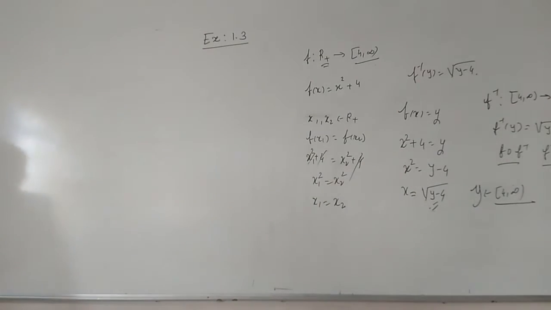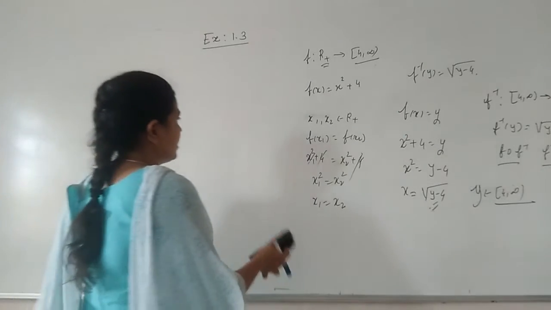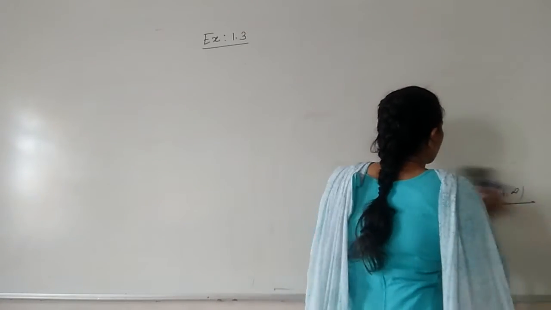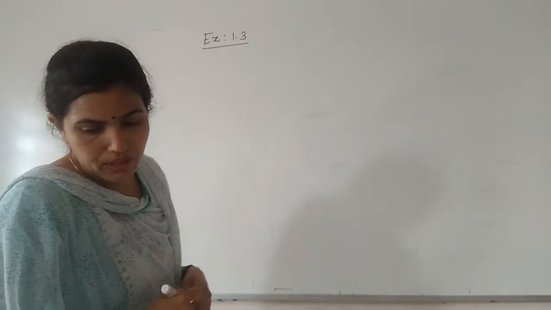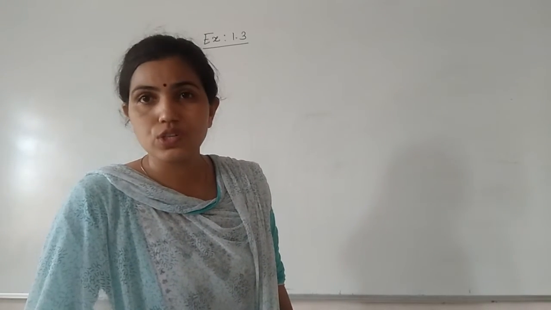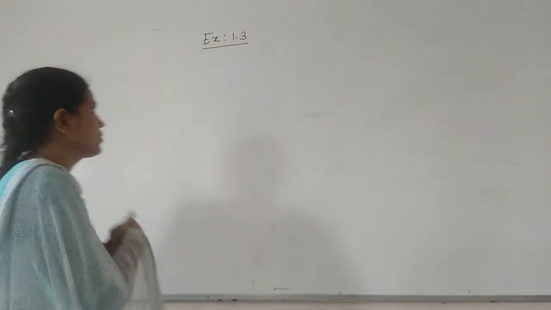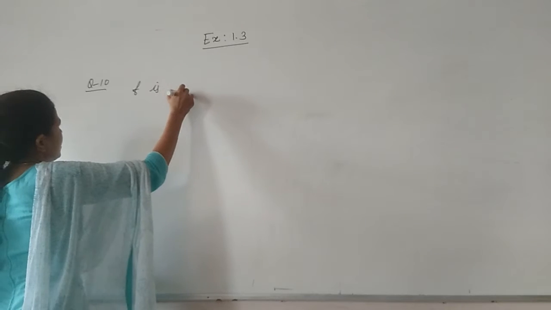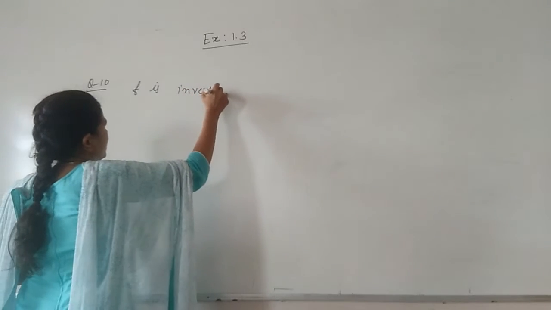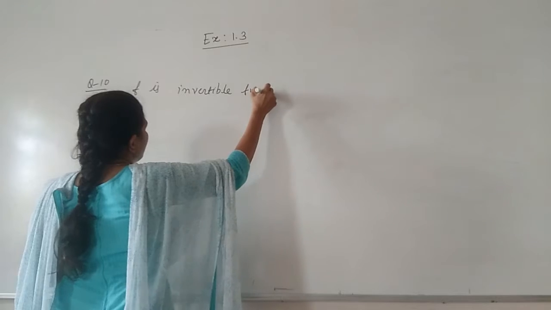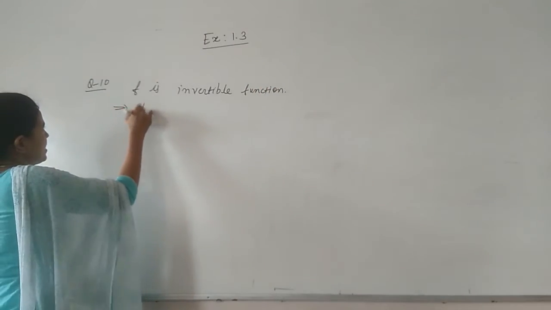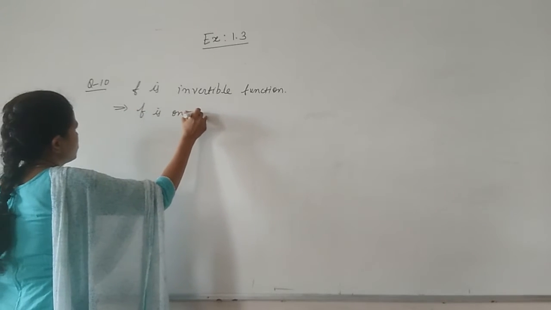Now the next questions we are starting from today are question numbers 10, 11 and 12. So three questions we have to see. What is question number 10? If f is an invertible function, then show that it has a unique inverse. Now, if f is an invertible function, then it exists, that is, f is 1-1 and onto.